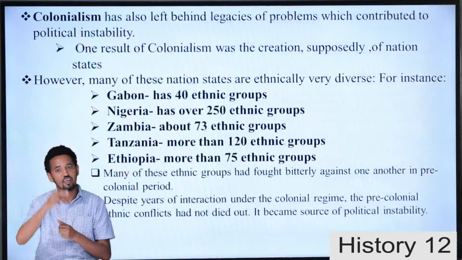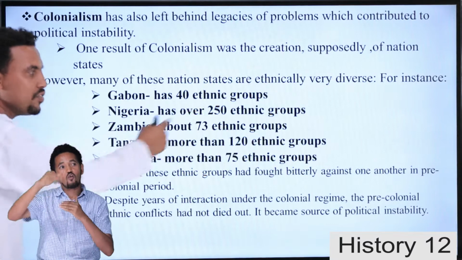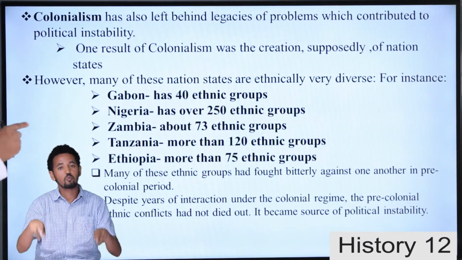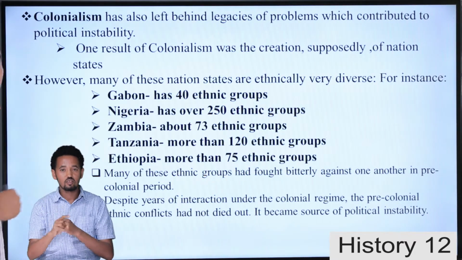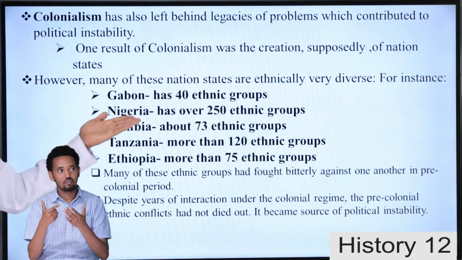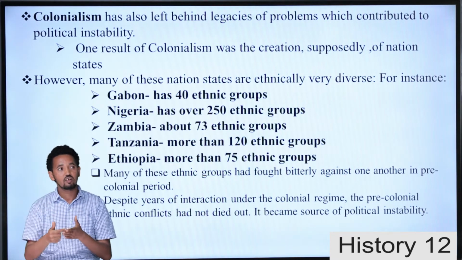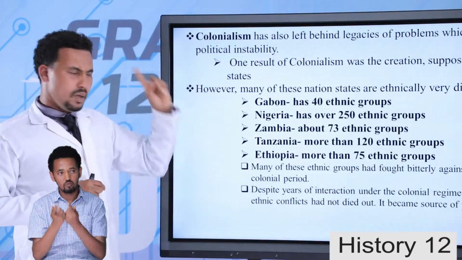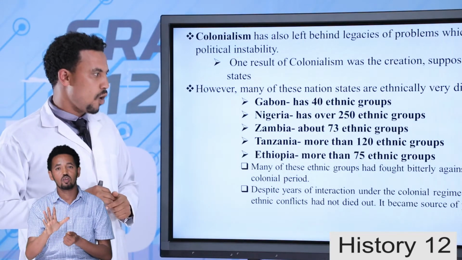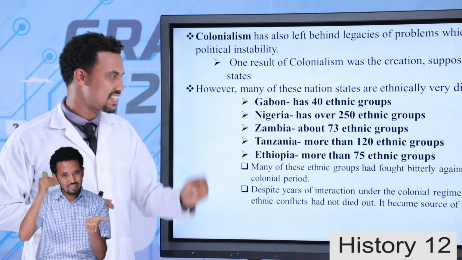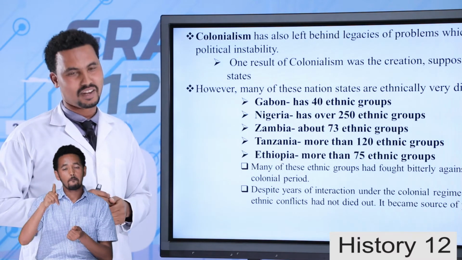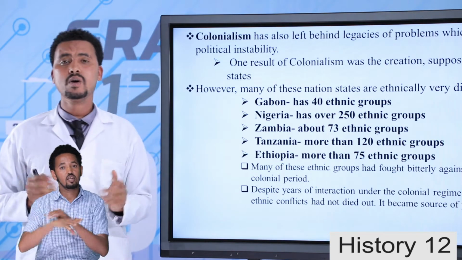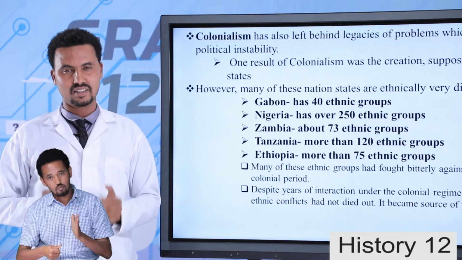In Nigeria, over 250 ethnic groups. In Zambia, about 73 ethnic groups. Tanzania, more than 100 ethnic groups. Ethiopia, more than 75 ethnic groups. Many of these ethnic groups fought bitterly against one another in the pre-colonial period. There was ethnic conflict among African states.